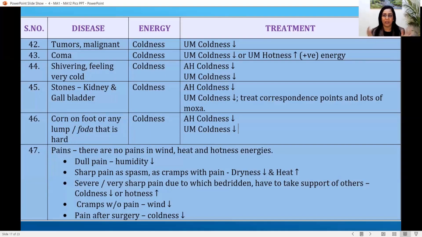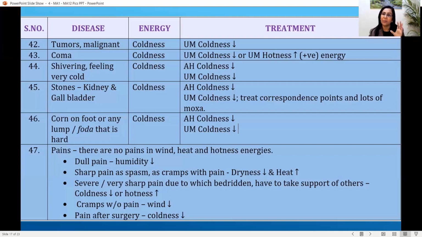So depending on whether it is acute or chronic. Now, for pains, I have written there are no pains in wind energy. Wind, heat, and hotness energies don't give any pain. Pain only comes in the descending energies like humidity, dryness, and coldness.